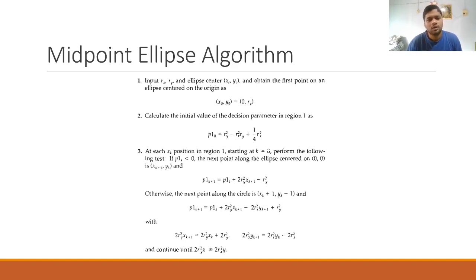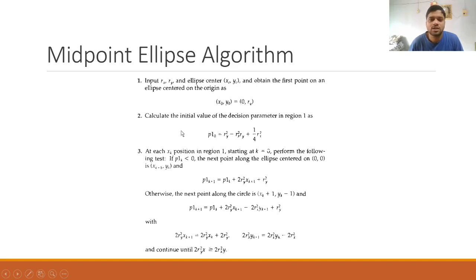The algorithm is fairly simple. Whatever steps we are seeing here are just the further elaboration of those equations which we just discussed, so as not to get confused about where the terms have arrived from. So first, input rx, ry and the ellipse center xc, yc, and obtain the first point on an ellipse centered on the origin as x0, y0 equal to 0 comma ry.